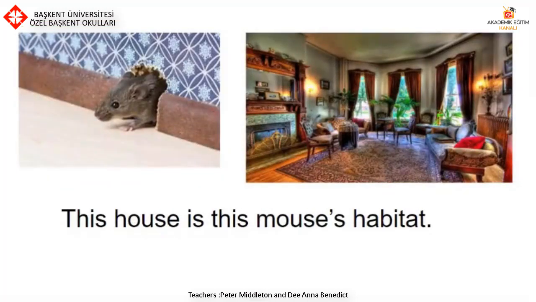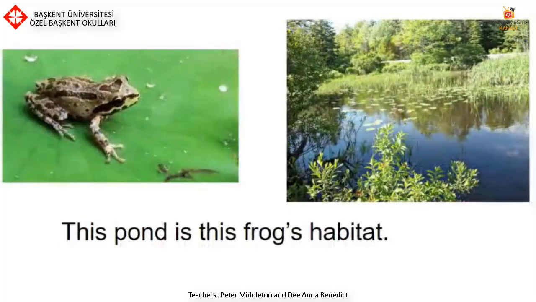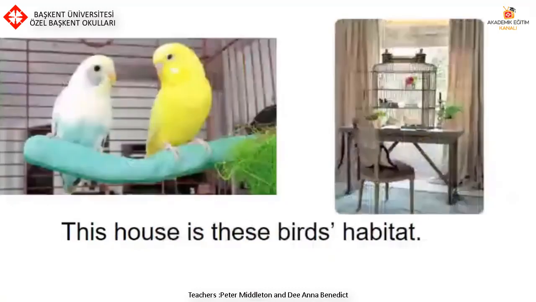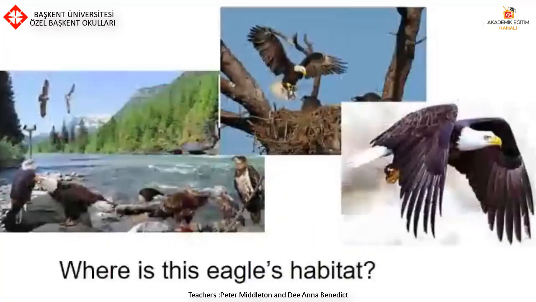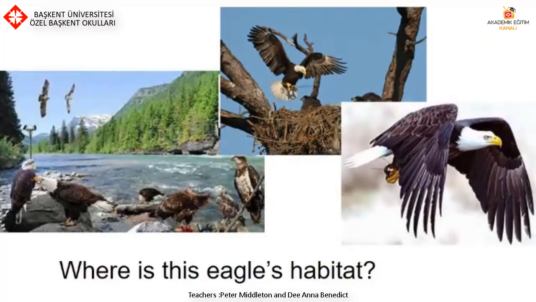Here is a house. There's a mouse in the house. What other animals live in the house? Here is a pond. There is a frog in the pond. What other animals live in the pond? Here are budgies. The budgies live in a cage. What other animals live in a cage? These are eagles. Can you see the habitat that they live in? What things can you see in this picture? What habitats can you name?